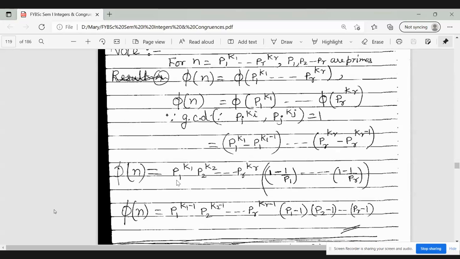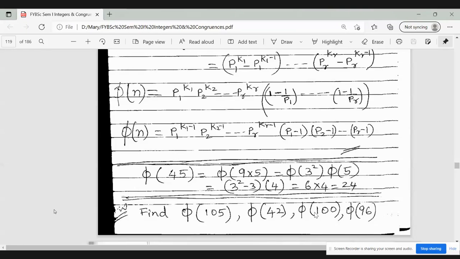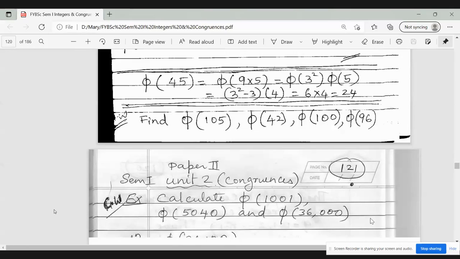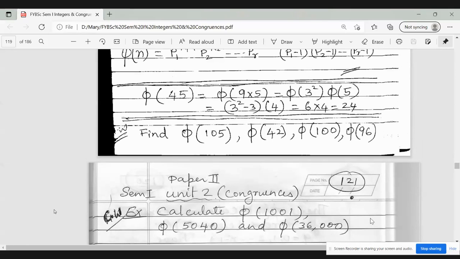Here one more you can write: n into 1 minus 1 by p1 up to 1 minus 1 by pr. You can use this formula, or this, or when you do the numbers directly you can do. So if I ask you to find phi of 105, phi of 42, phi of 100, phi of 96, you can do all of them. Let us do this now. The first sum is to calculate this. Any big numbers also you can do.